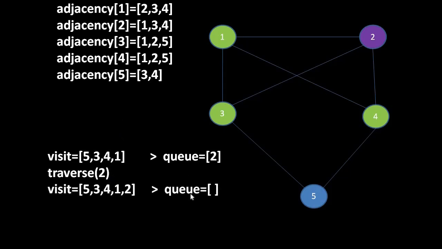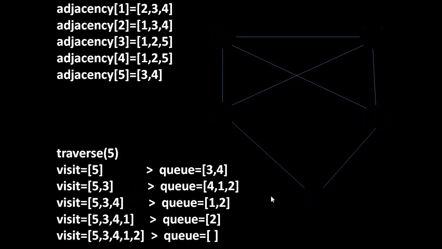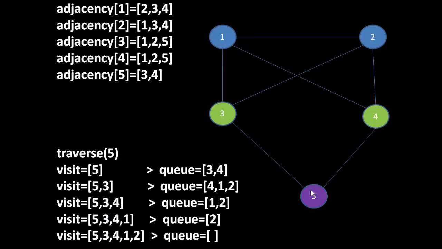Now the queue is empty, and if you see, we have visited all the vertices of the graph. So we traversed the graph from vertex 5, and this is how we push the vertices into visit and into the queue. So you can pause the video and see.